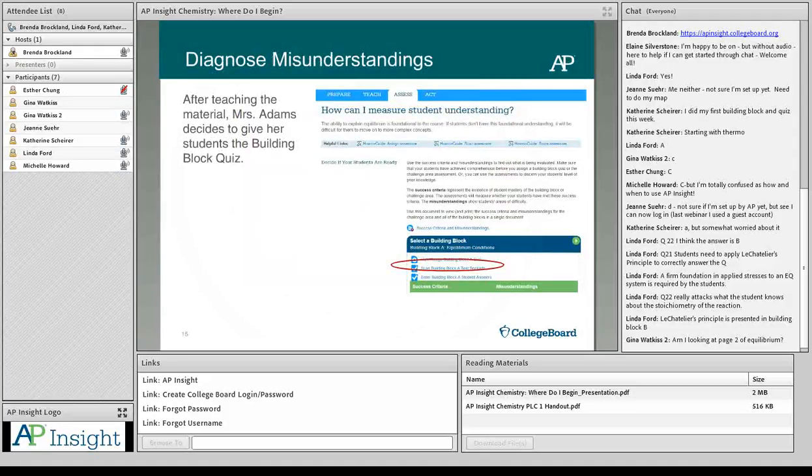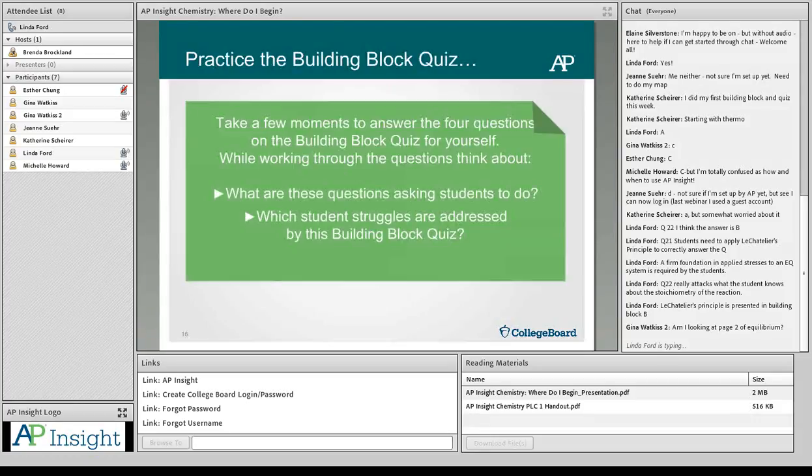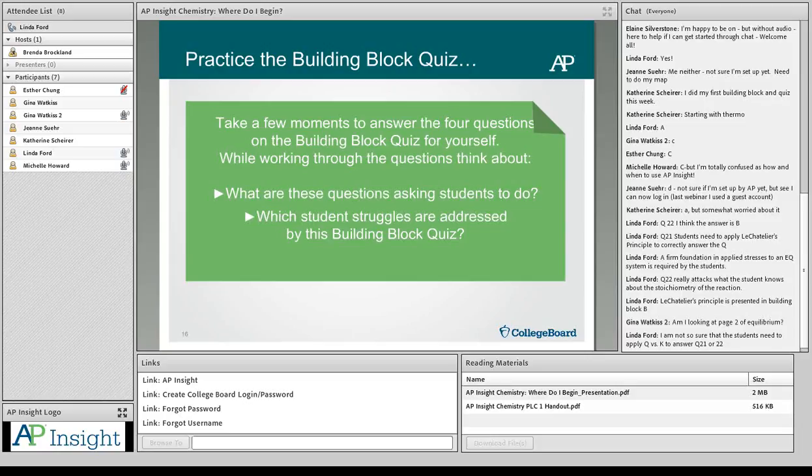What I'd like you to do then is, we're going to attempt the building block quiz and see how you guys are doing. There are actually 4 questions. If you downloaded the presentation, it'll make it a little bit easier for you because I don't want to click through too fast. We're going to take a look at what that quiz looks like, and I have them here in the PowerPoint to make it a little easier for everyone.